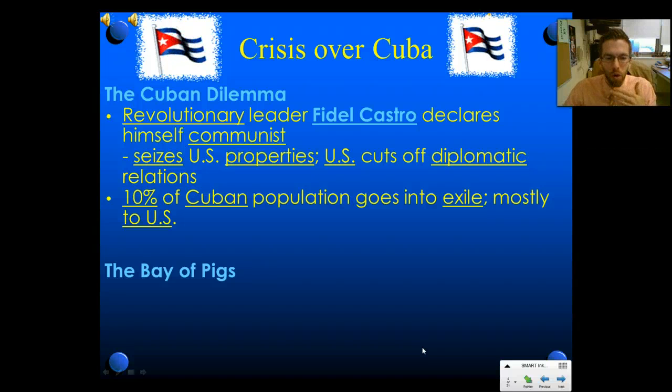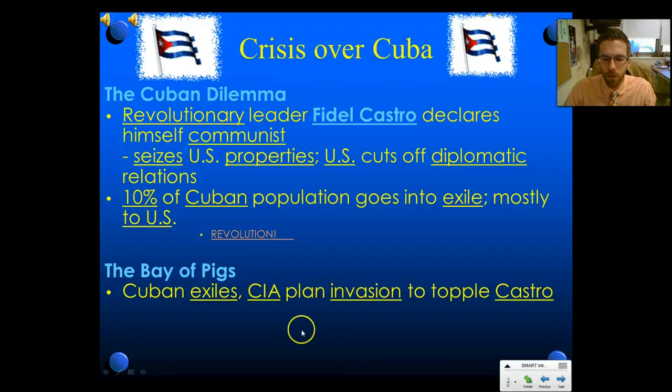Okay, now we don't want communism 90 miles away from the United States. So when Kennedy comes to office, the first event is this failed invasion at the Bay of Pigs. All right, in Cuba. Okay, so what we do is we take these exiles, they're Cubans, we train them. Our CIA trains them to then go in and invade Cuba and overthrow Castro. Okay, so we want to make it look like they are doing it, not us.